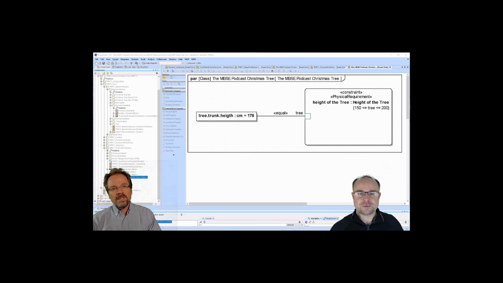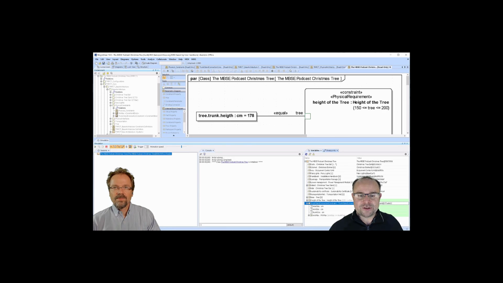Our modeling tool can also run the constraints. When we instantiate our TMPCT system element, we see in the output that constraints are satisfied. The tool then displays the corresponding area in green.